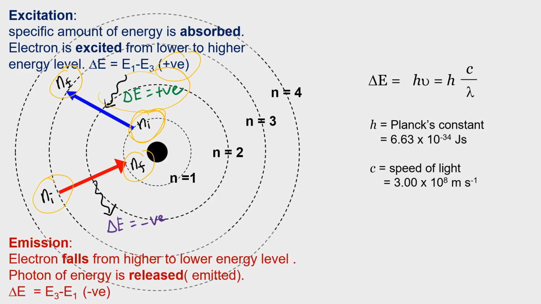From the delta E value, we can further calculate the frequency and wavelength, because every specific energy will have its own respective frequency and wavelength. In order to calculate frequency and wavelength, we can use this formula: delta E equals to h nu equals to hc over lambda, whereby h is the Planck constant and c is the speed of light.